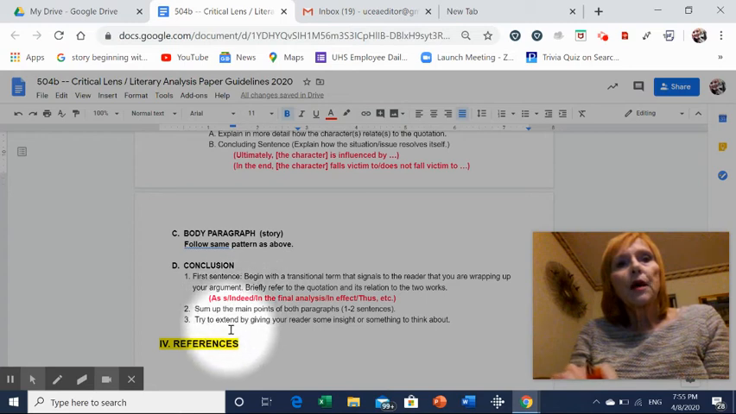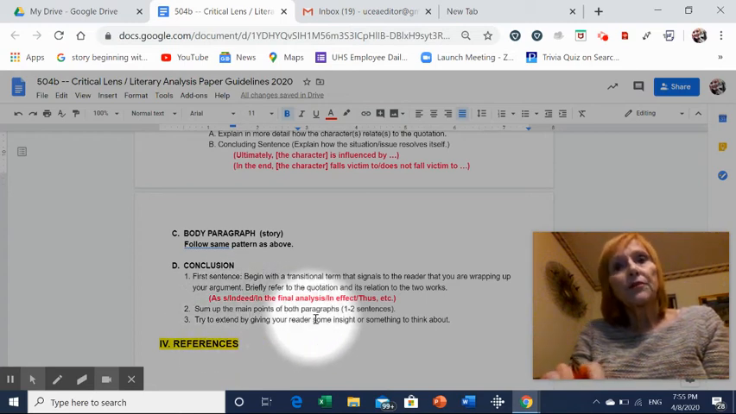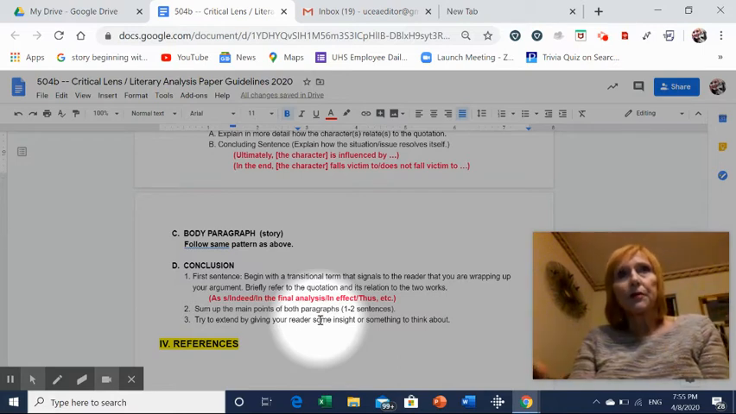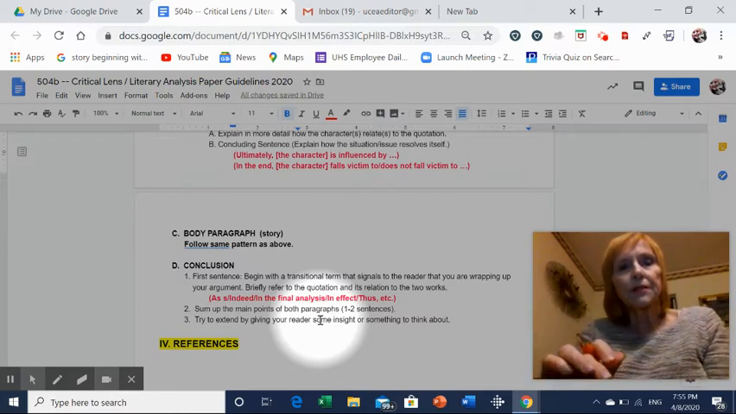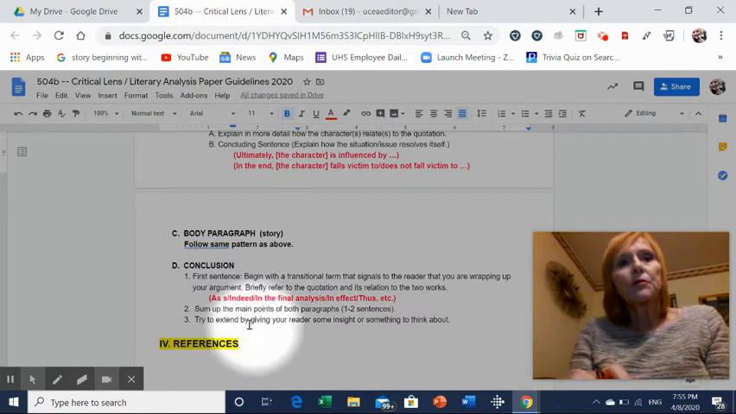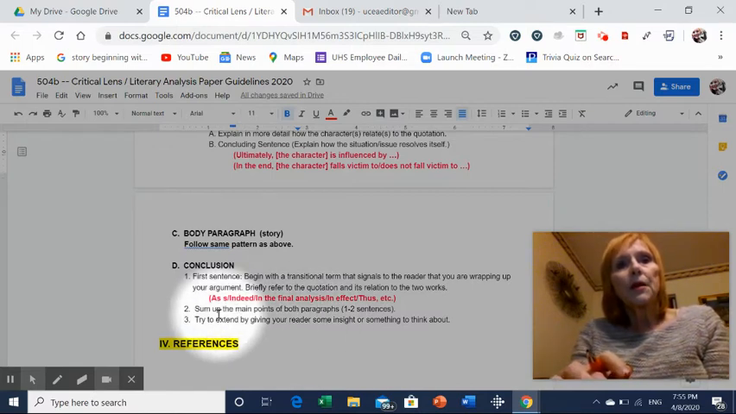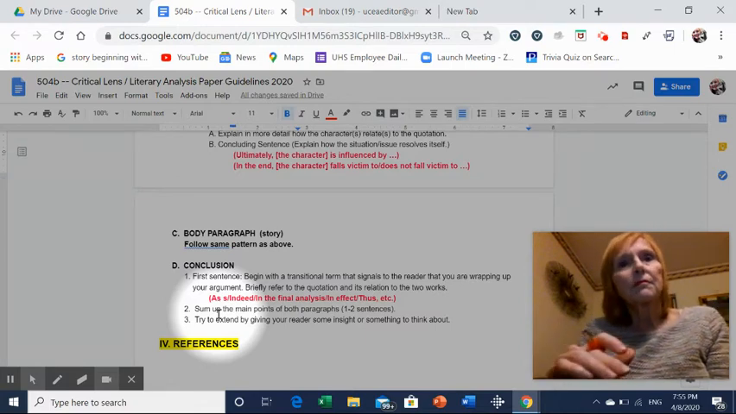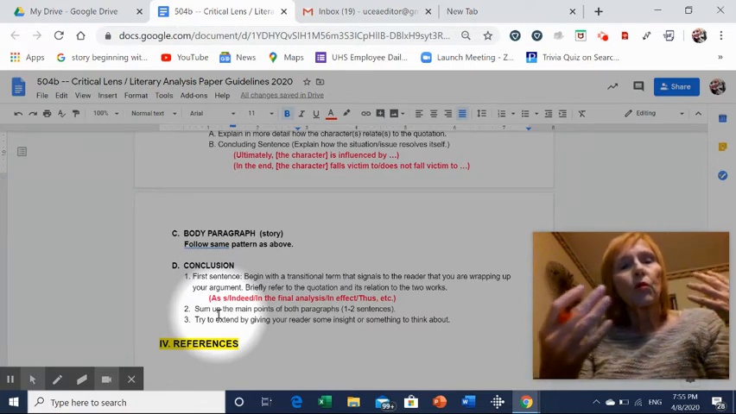And then you sum up the main points of the two paragraphs. Very brief. Don't tell the story again. Just a very brief sentence or two. And then you try to extend by giving your readers something to think about, some insight that they will remember.